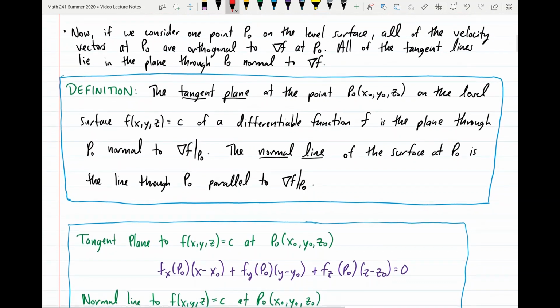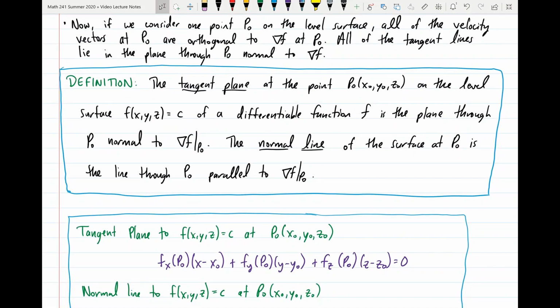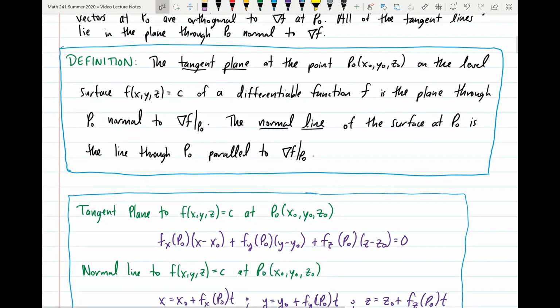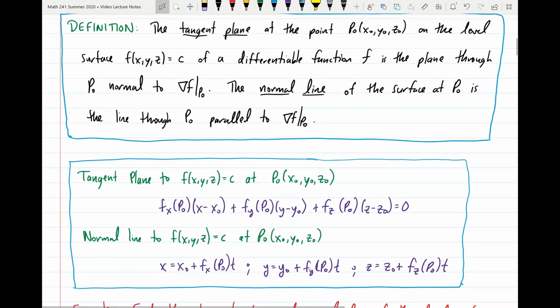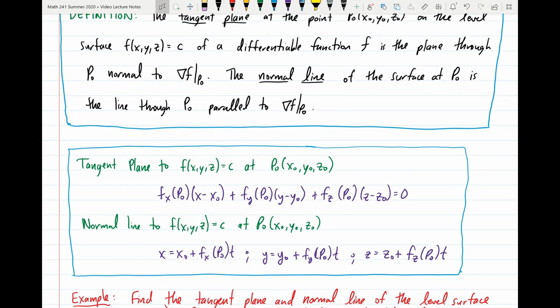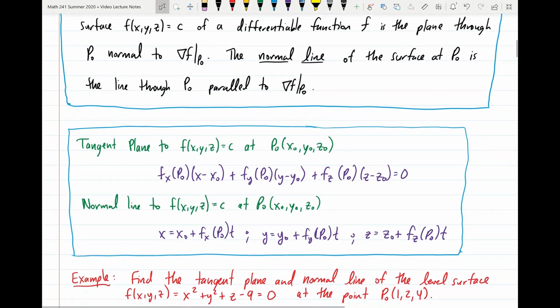So here we can define what the tangent plane is. The tangent plane at the point p naught on the level surface f of x, y, z is equal to c of some differentiable function f is the plane through the point p naught that is normal to the gradient vector at the point p naught. And the normal line of the surface at p naught is the line that passes through the point p naught and is parallel to the gradient vector at p naught. So here we have the definition of the tangent plane and the normal line.